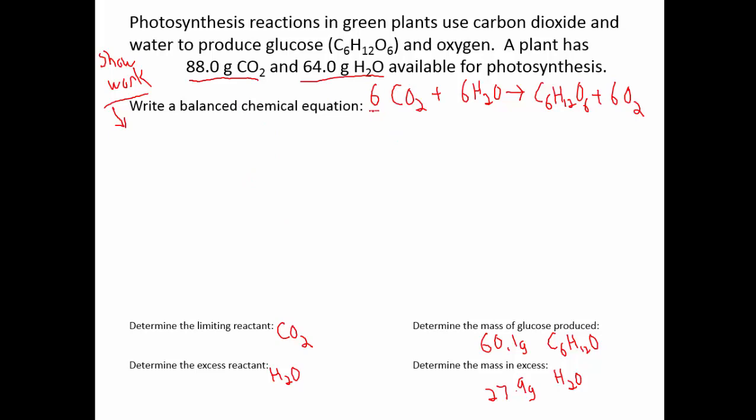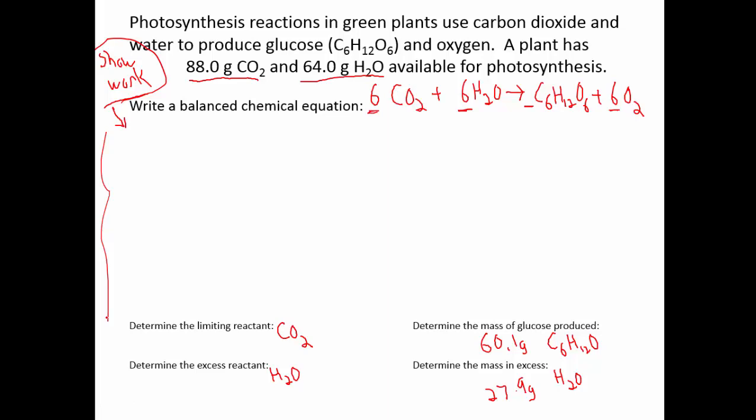Photosynthesis, we have our balanced chemical equation, 6 carbon dioxides and 6 waters produce 1 glucose and 6 oxygens. So during this reaction, you have 88 grams of carbon dioxide and 64 grams of water. You need to show your work to get to the answers. They are shown below. CO2 and H2O are your limiting and excess reactants. You'll produce about 60.1 grams of C6H12O6, or glucose, and you'll have about 29.7 grams of water as your excess reactant. You'll need to put the work to get those answers in the space provided and then show me.